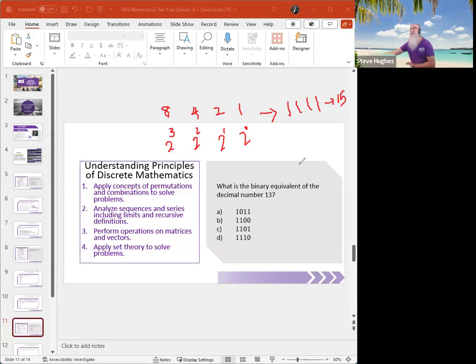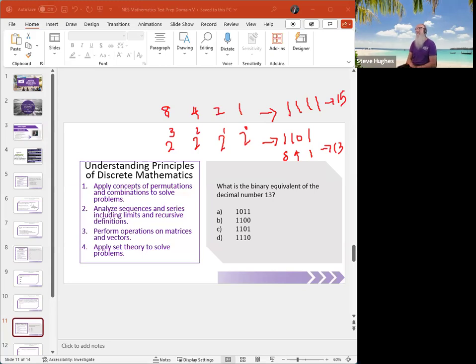That's not the answer I want though, right? I need to have 13. So 15 take away 2 is 13. So if I put in this digit like this, 1, 1, 0, 1, that tells me I have 1 with the power of 3, 1 with the power of 2, nothing with the power of 1, and 1 with the power of 0. That would be 8, 4, nothing here, and 1. 8 plus 4 plus 1 is 13. I've just simply worked backwards by adding the powers of 2.